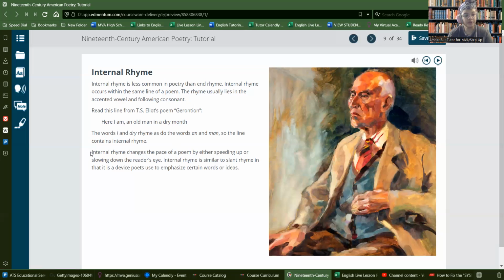So it says here, internal rhyme changes the pace of a poem by either speeding up or slowing down the reader's eye. So poetry is not just an art of writing something. It's also the art of constructing a message that looks a certain way. So it's not just the shape of the poem. It's not just the text of the poem. It's both at the same time. So how it looks and how it reads are both equally important.